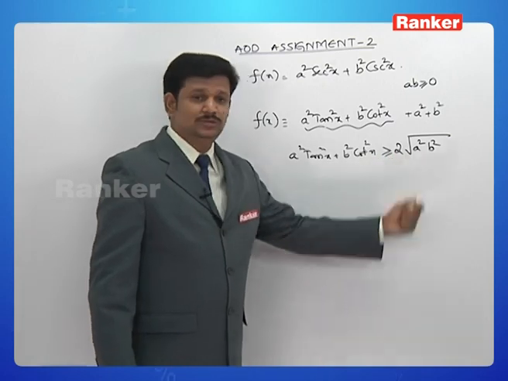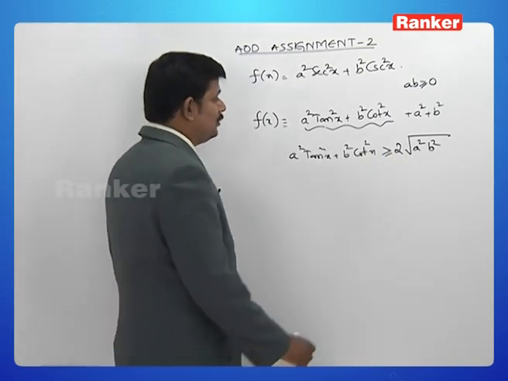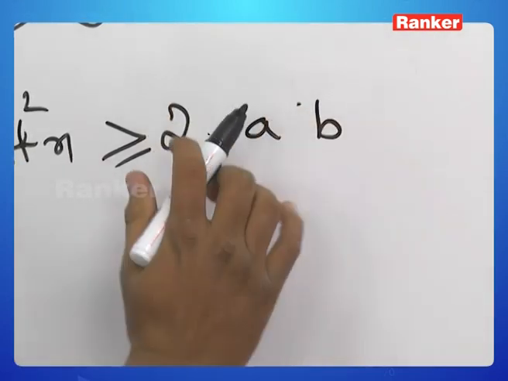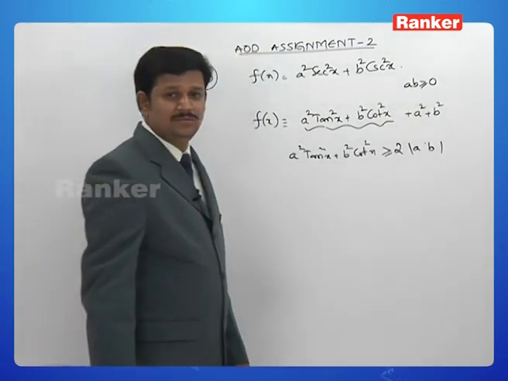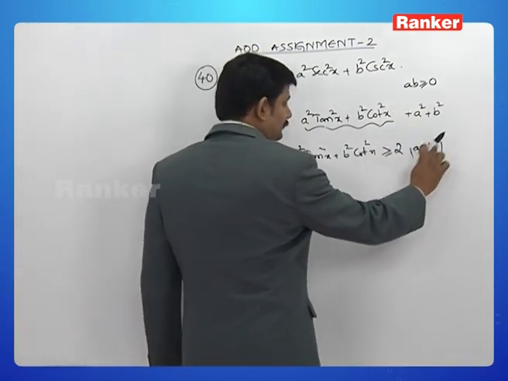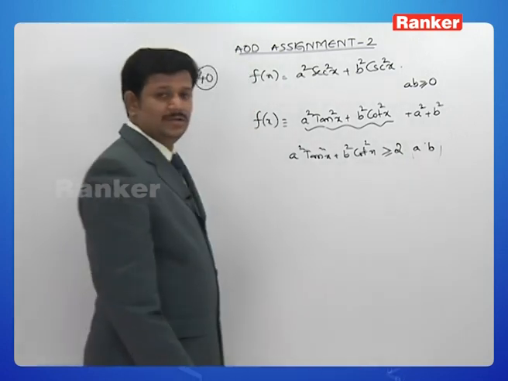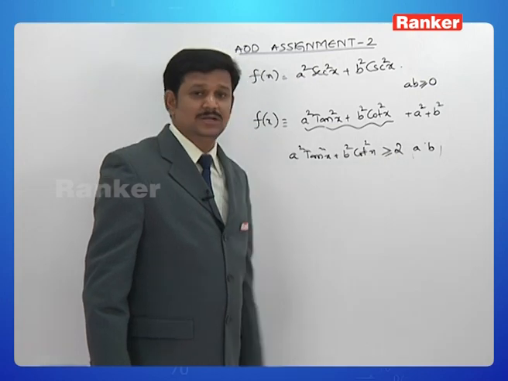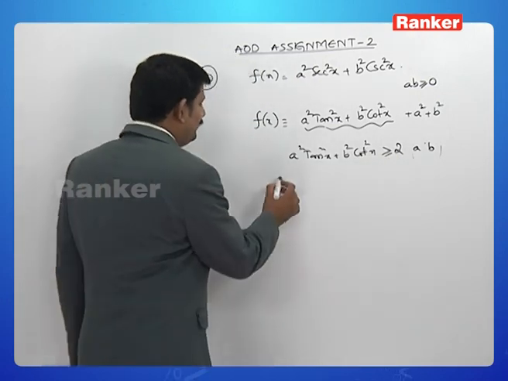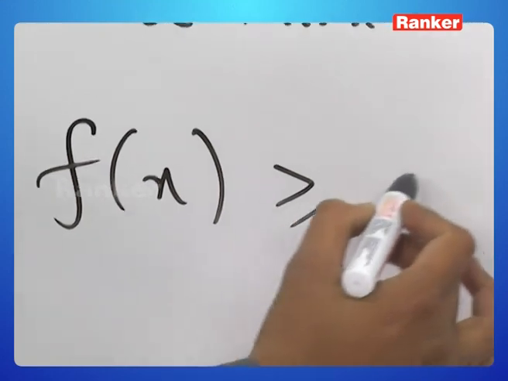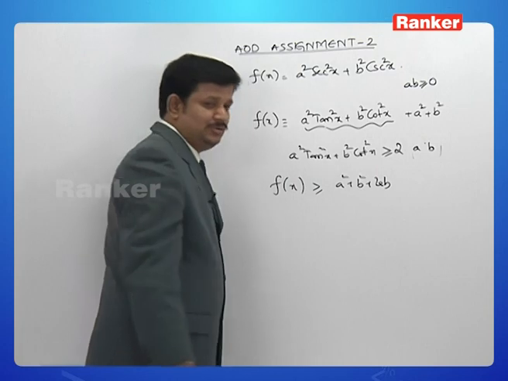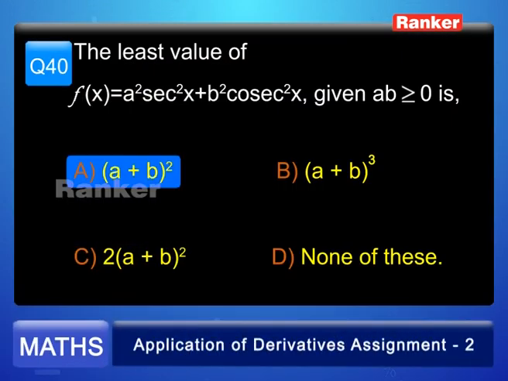So, a square tan square x plus b square cot square x, by the AM-GM inequality, we can say will always be greater than or equal to 2 root over a square b square, which is 2 mod ab, and mod ab, as ab is given to be greater than or equal to 0, will be ab. So, a square tan square x plus b square cot square x will always be greater than or equal to 2ab. So, f of x will always be greater than or equal to a square plus b square plus 2ab, which is a plus b whole square. So, the least value of f of x is a plus b whole square, which is option A.